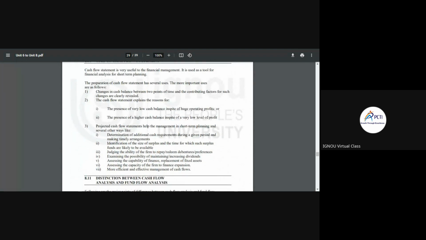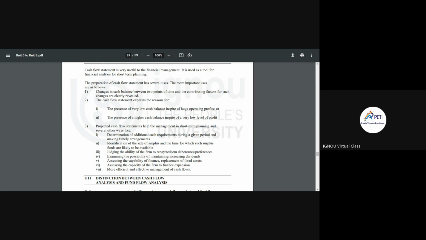Changes in the cash balances between two points of time and the contributing factors for such changes are clearly revealed with the help of cash flow statements. And a cash flow statement also explains the reason for the presence of a very low cash balance in spite of huge operating profit, or the presence of a higher cash balance in spite of a very low level of profits.